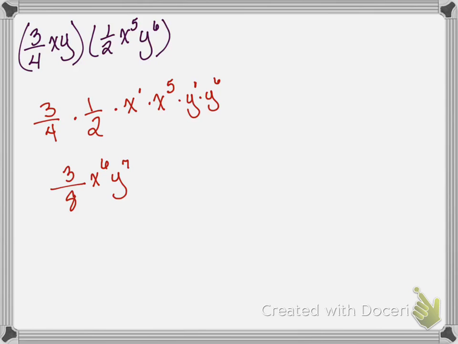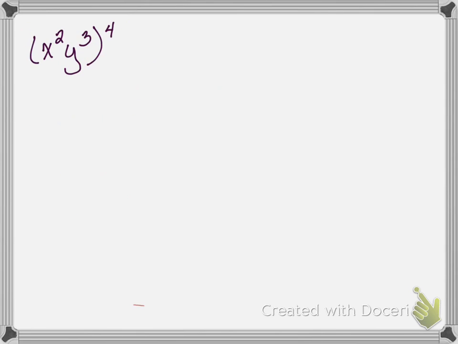Are we ready to move on to the next type of problem? So the problem right here is x to the second times y to the third, and all of that is being raised to the fourth power. Now, for this type of problem, we are combining two different properties.